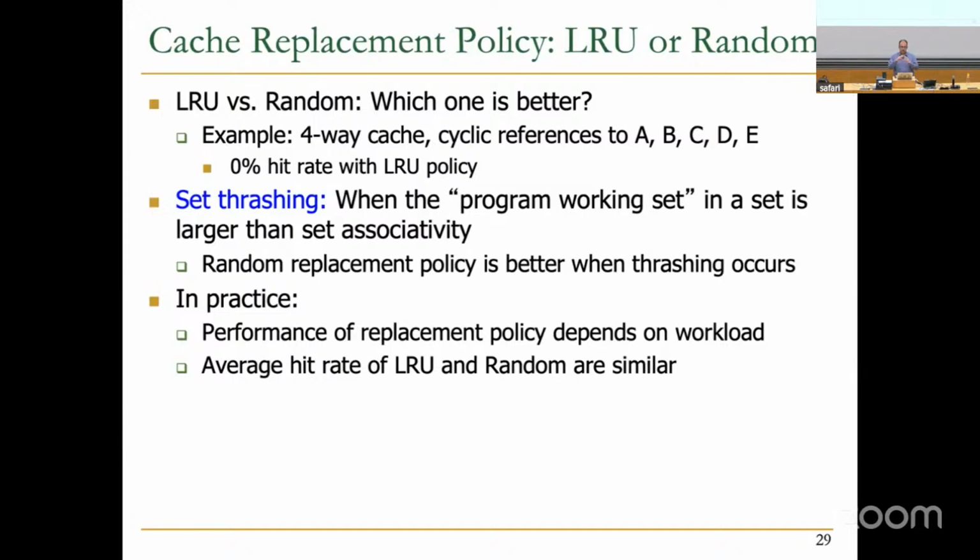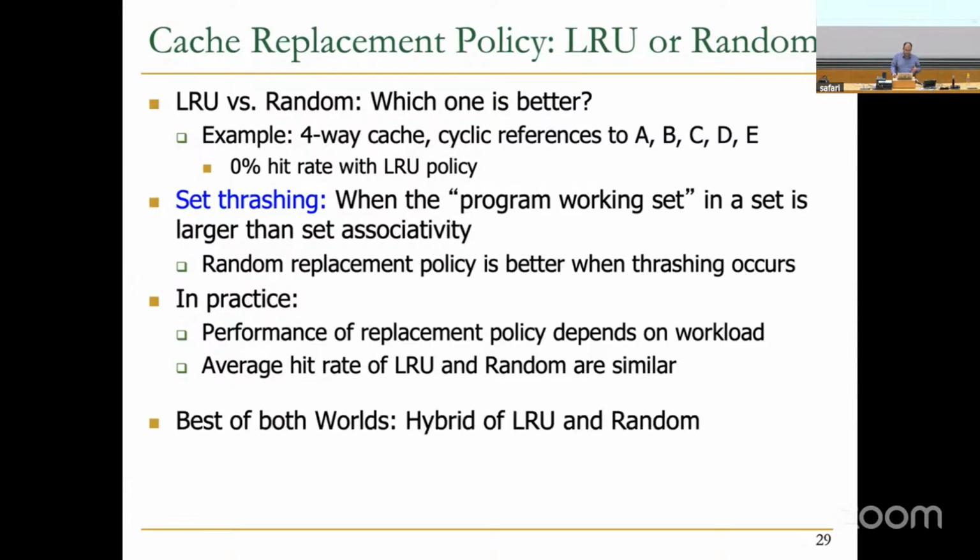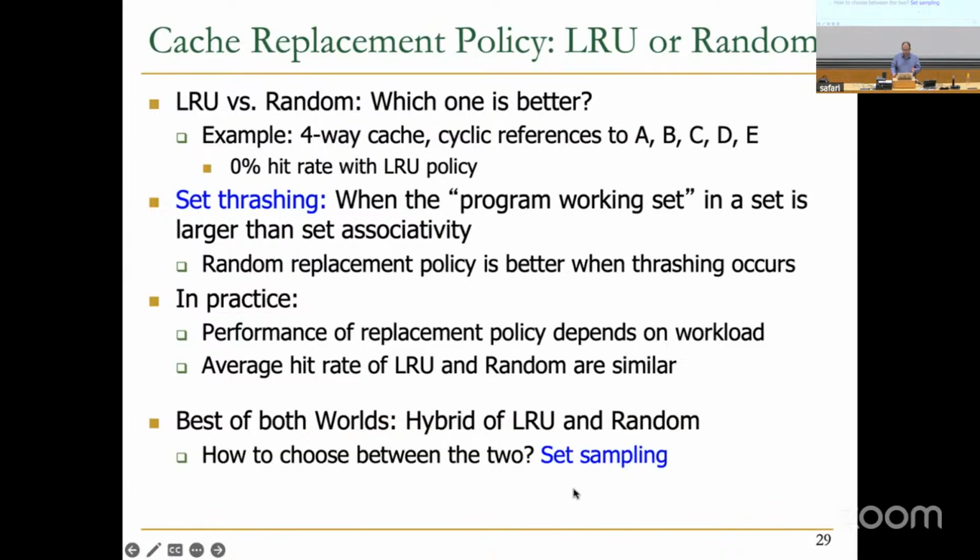And then the granularity can even be set-based. Even for each set, or some sample of sets, you can decide which policy you want to apply. So you can use a hybrid, and then you have to choose between the two. You can have this set sampling, where some of the sets have LRU, other sets can have random, and so on and so forth.